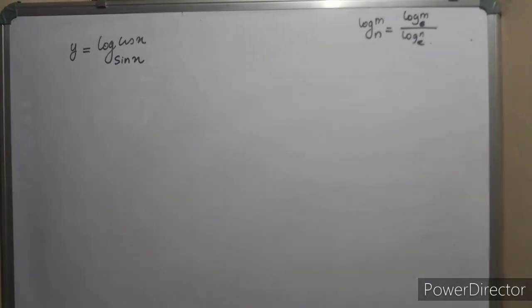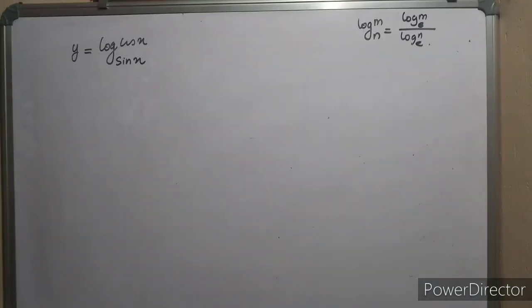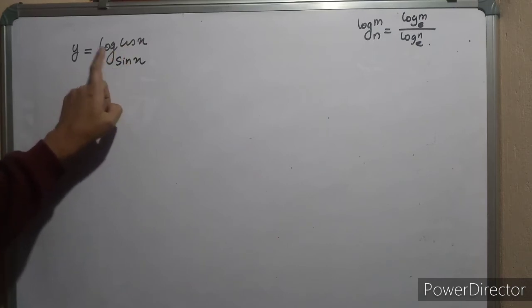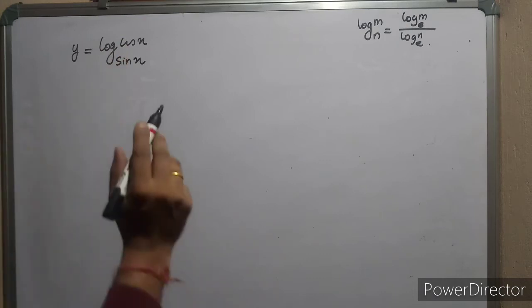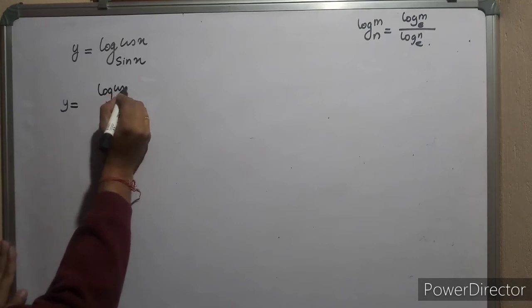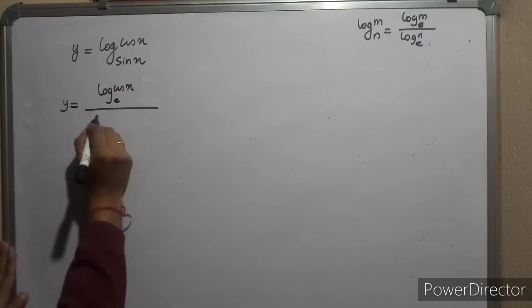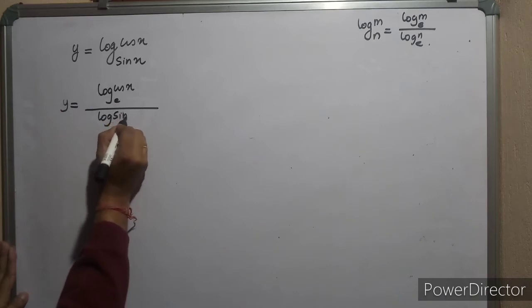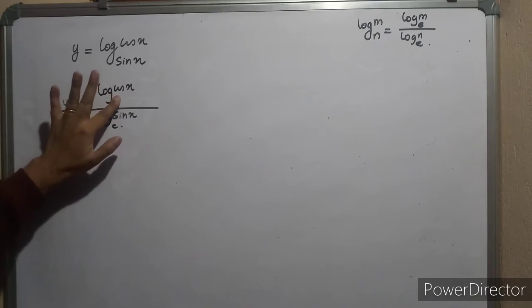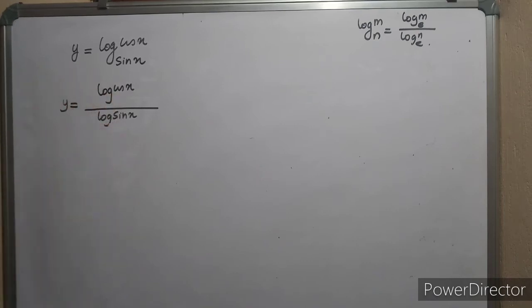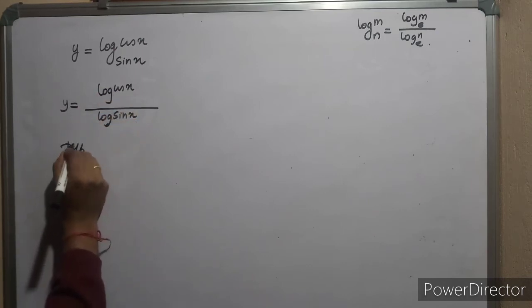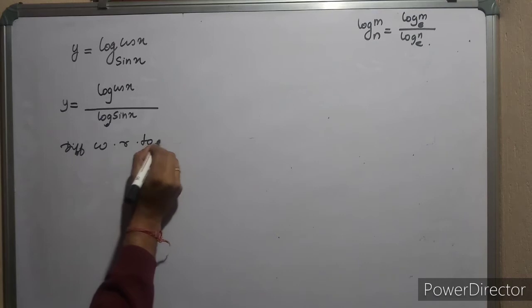Now compare this property and this numerical. In place of m you will get cos x, in place of n you will get sin x: log cos x to the base sin x. So I'll write y is equal to log cos x to the base e divided by log sin x to the base e. Or it's not mandatory that you write base e; without base you can write this way. Now apply the u upon v formula, differentiating with respect to x.